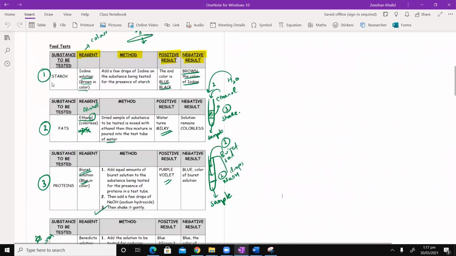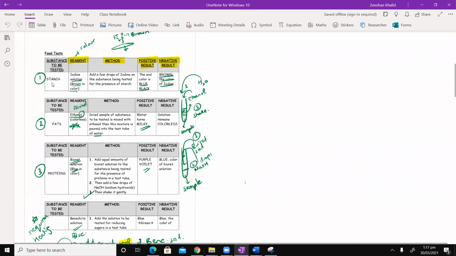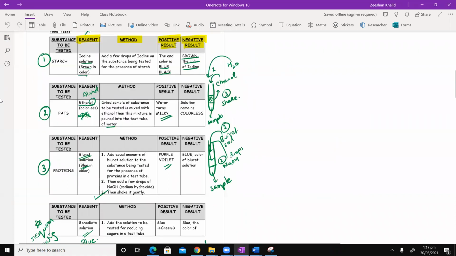So, okay, that's a table I have. Very quickly, we are going to discuss the reagents, we are going to discuss the method, and we're going to discuss the positive and the negative results.